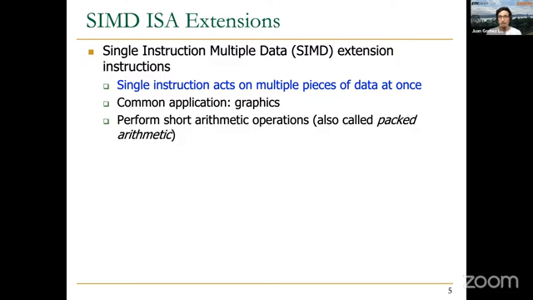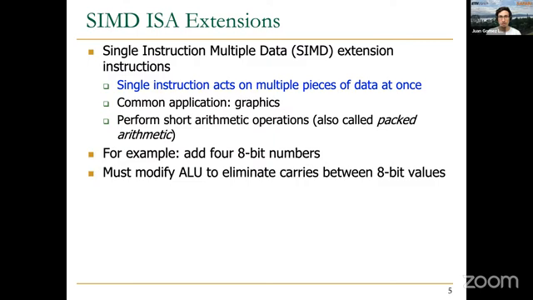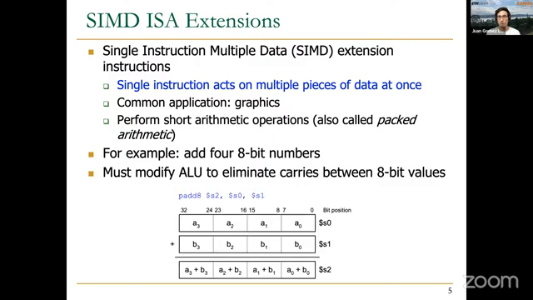The basic idea in these SIMD extensions is to perform short arithmetic operations on multiple elements at the same time. For example, we can add 4 8-bit numbers with a single instruction. The basic idea would be to start using one conventional register, a 32-bit register, for example, as we can have in any CPU, and divide this register into 4 parts of 8 bits each.